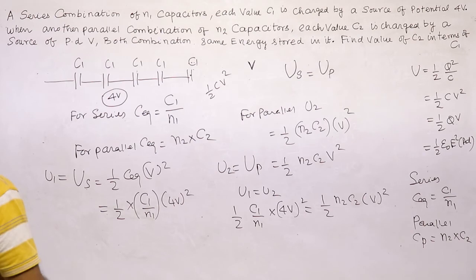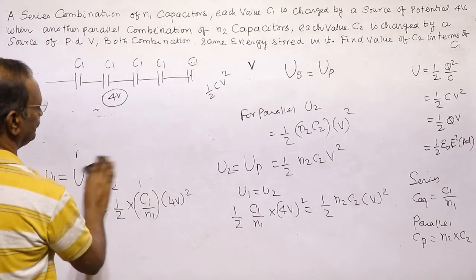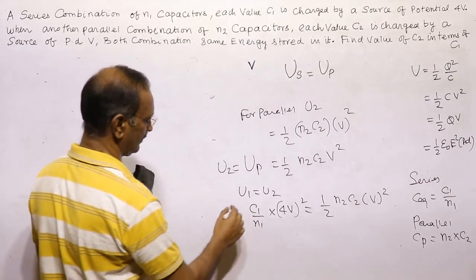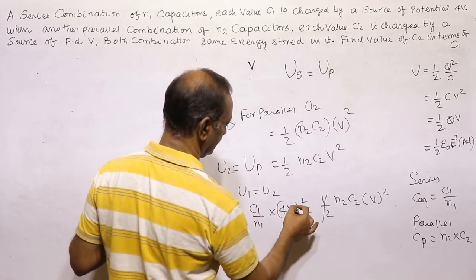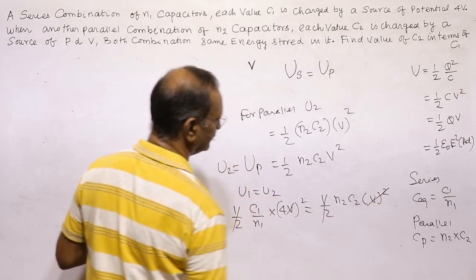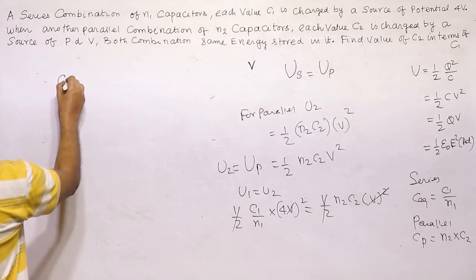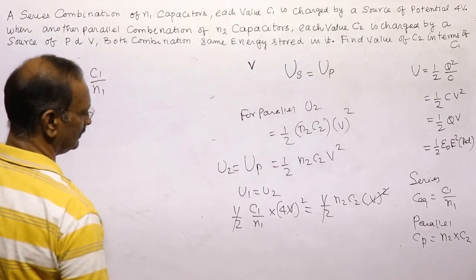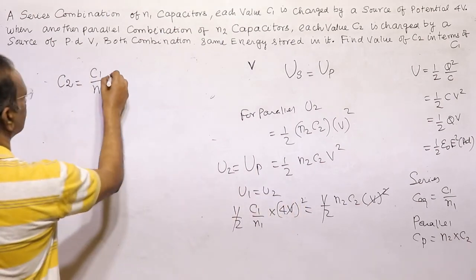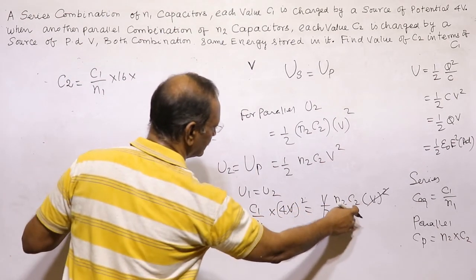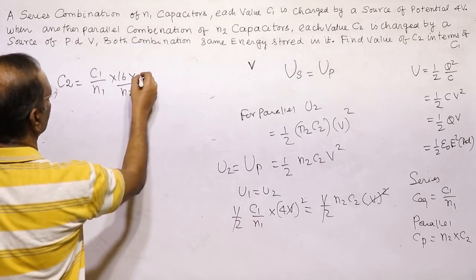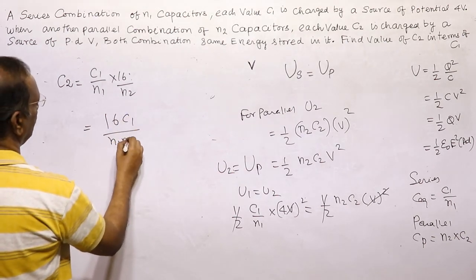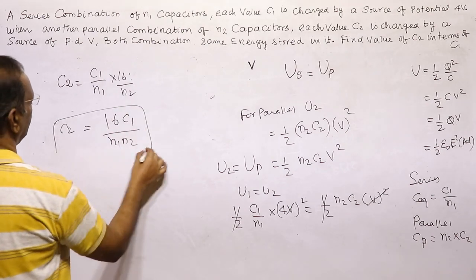Now only simple calculations are left. We can cancel the half and the V square on both sides. Then C2 is equal to C1 by N1 into 4 square, which is 16, and N2 comes to the denominator. So C2 is equal to 16 C1 divided by N1 N2, which is the value of C2 in terms of C1.